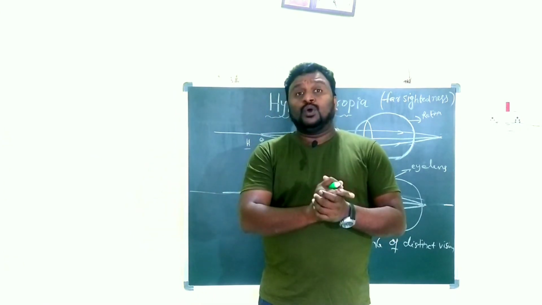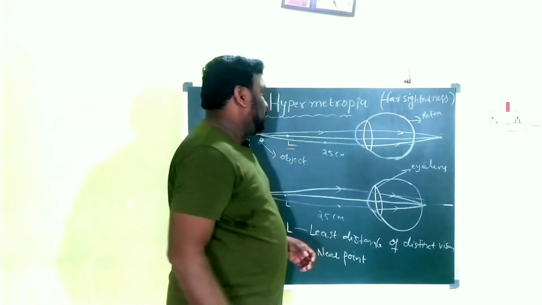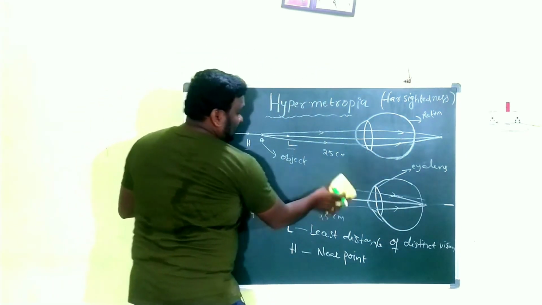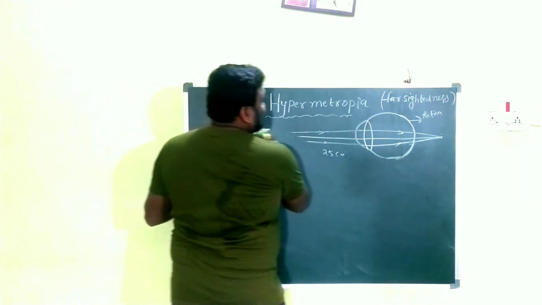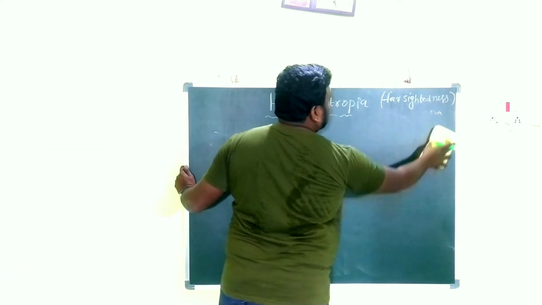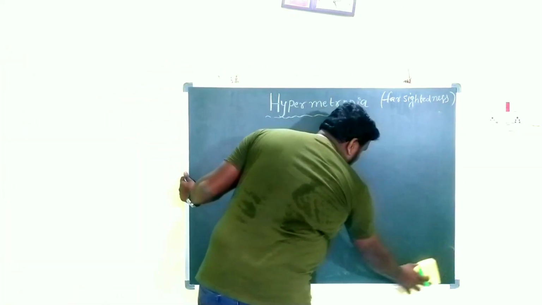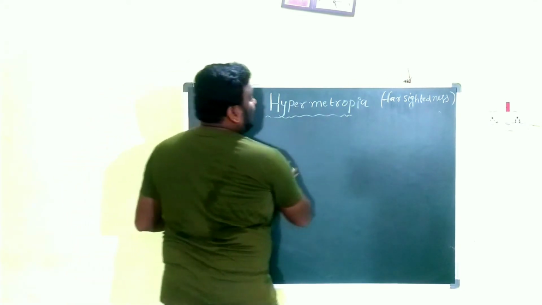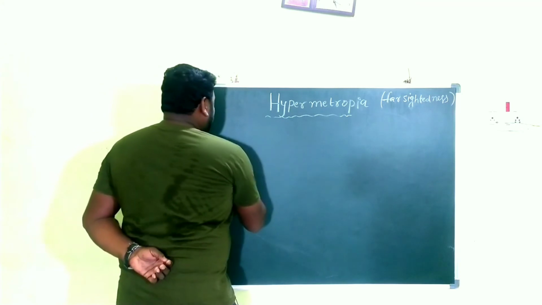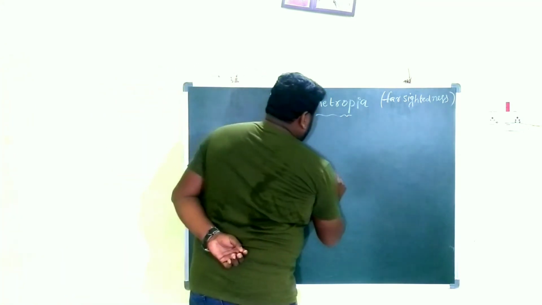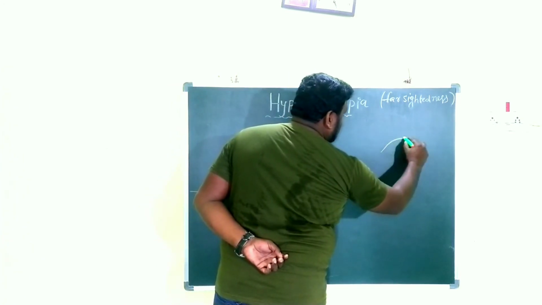So here, what's the correction for it? For the correction, I'm going to draw the diagram. Children, from the examination point of view, diagrams are also most important. That's why you have to focus on the concept, and at the same time you have to focus on the diagrams also. So don't neglect diagrams, because for communication skills and drawing skills, there will be some marks.